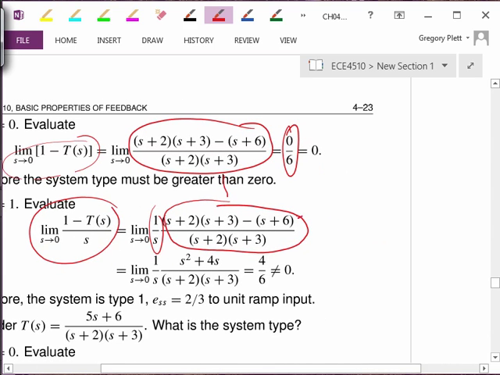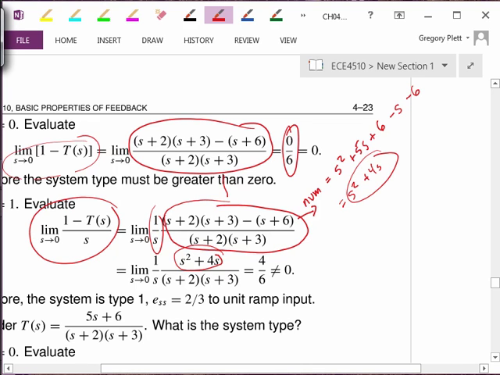So moving this over here, this numerator equals, that's going to be what? It's going to be s squared plus 2s plus 3s is 5s plus 6 minus s minus 6. So that's going to be s squared plus 4s, plus 6 minus 6. So s squared plus 4s, which is what we have here.